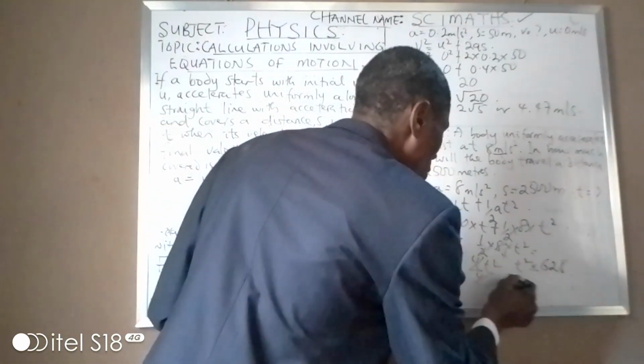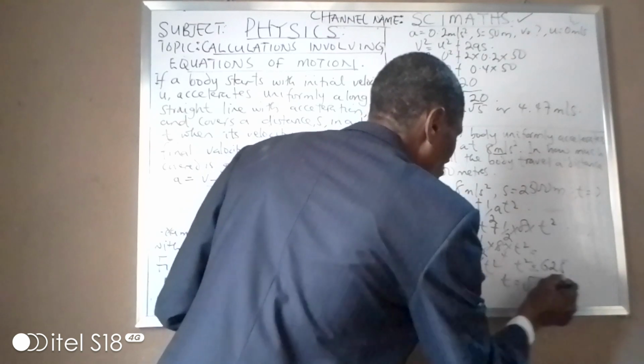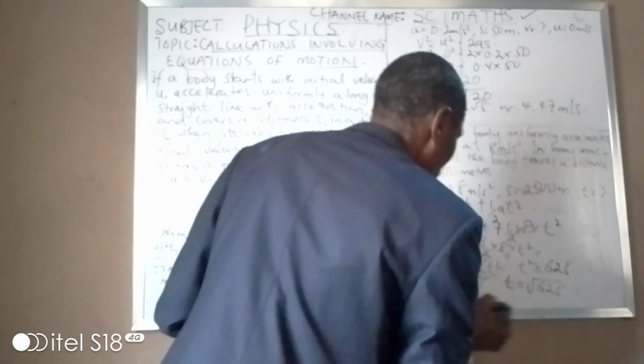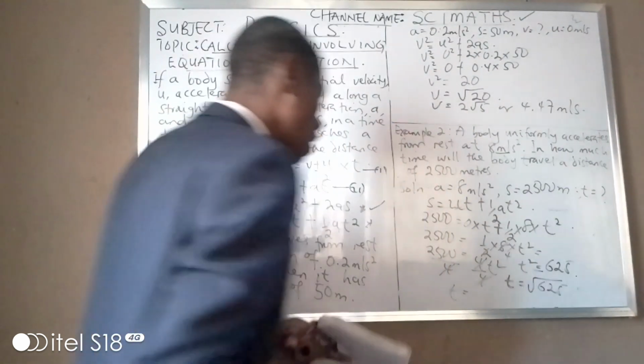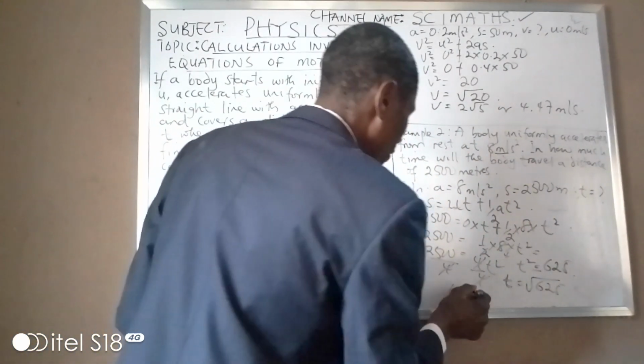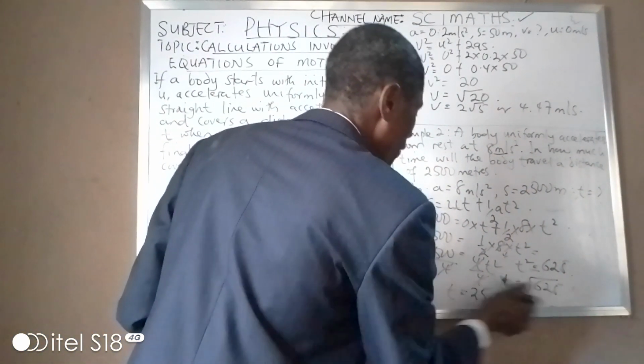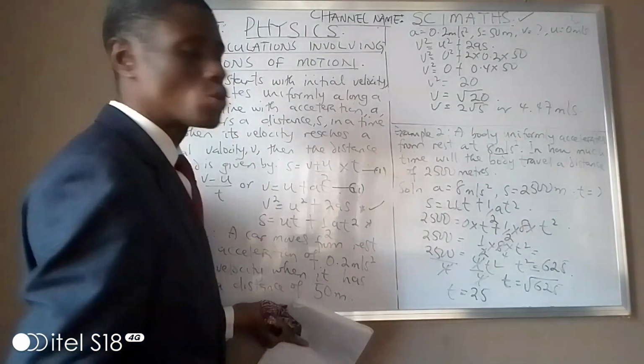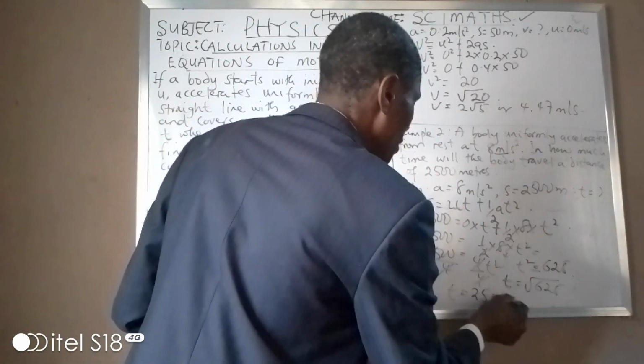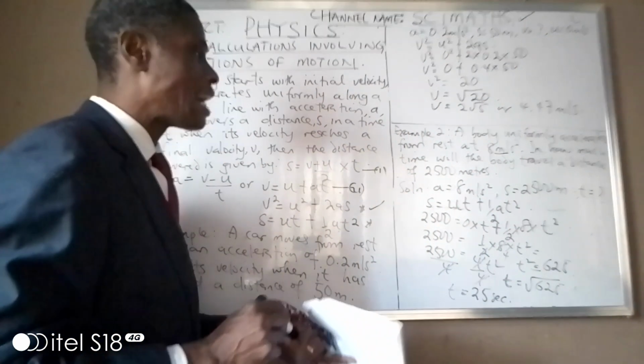Our time will now be the square root of 625. So our final answer will now be 25. When you find the square root of 625, it will give us 25 seconds. So that's our final answer.